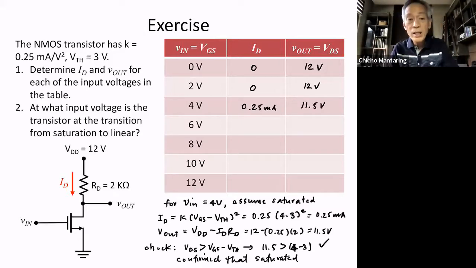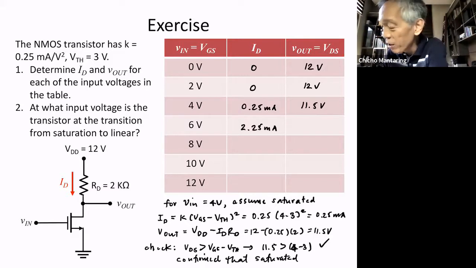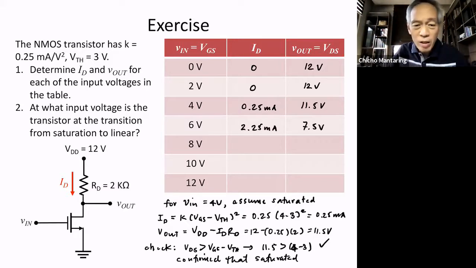Okay, can someone compute it on your own, no? Give you about a minute. Hindi naman ganun katagal. Can someone fill in the data for 6 volts? So try to compute it on your own, please. And then shout it out to me. Okay, 2.25 MA. And 7.5 volts. Sino yung sumagot nun?